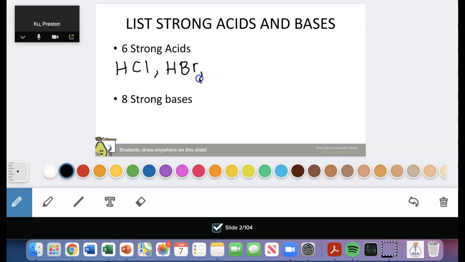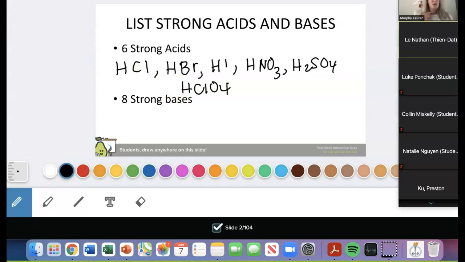HBr, HI, HNO3, H2SO4, and HClO4. So all 6 of these are our strong acids. So if you are an acid and you are not one of these, you are considered a weak acid. Okay.